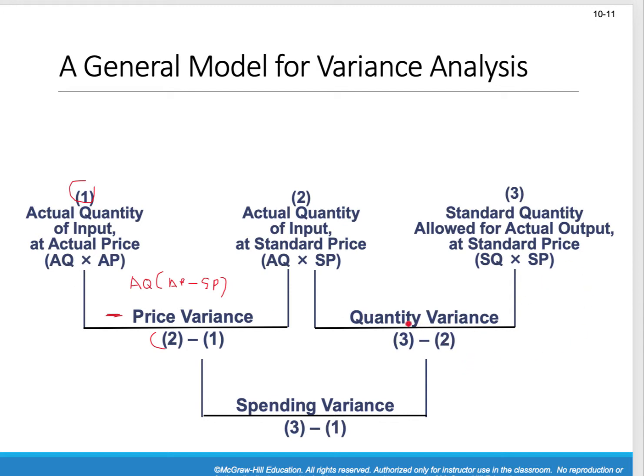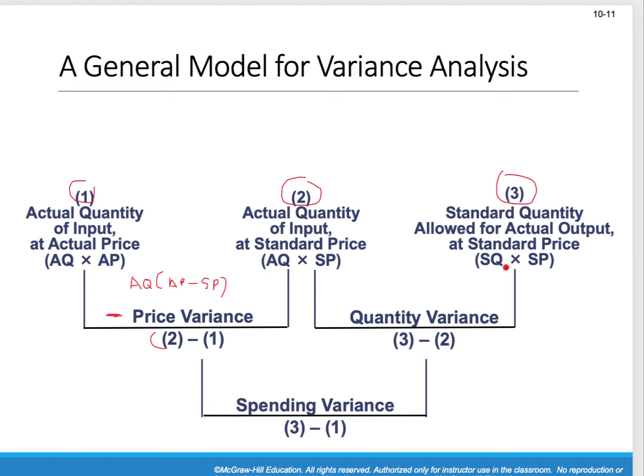How do we calculate the quantity variance? Very easy, right? We take equation 2 and subtract that from equation 3. Notice what the calculations are. The actual quantity at the standard price and the standard quantity at the standard price. So if we want to calculate quantity variance, we could do it one of two ways. We can actually say, okay, what's the actual quantity times the standard price, and then we could take the standard quantity times the standard price and subtract the difference.